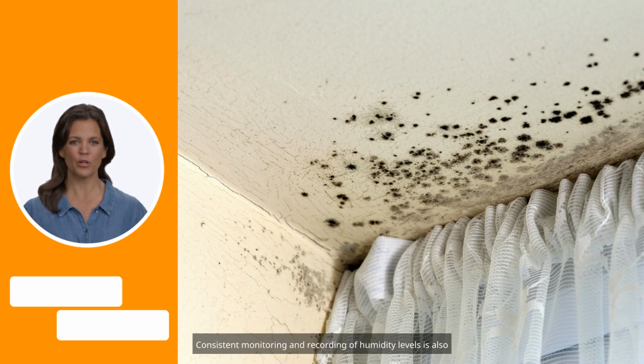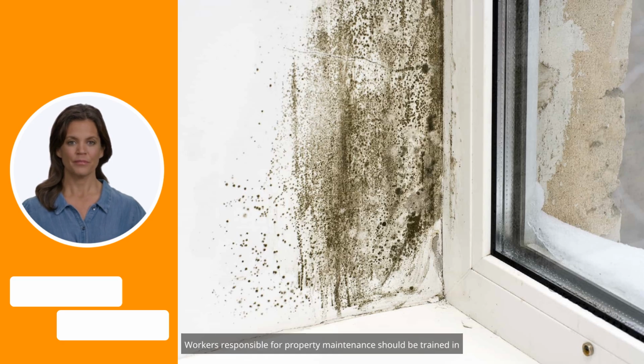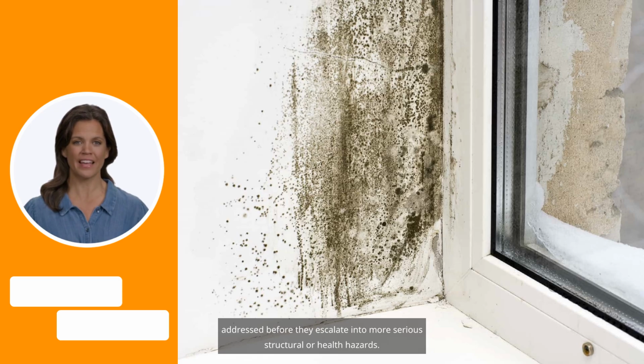Consistent monitoring and recording of humidity levels is also recommended, as areas with relative humidity consistently above 60% provide ideal conditions for mold proliferation. Workers responsible for property maintenance should be trained in recognizing both overt and subtle signs of damp and mold, and reporting procedures must be established to ensure that issues are addressed before they escalate into more serious structural or health hazards.